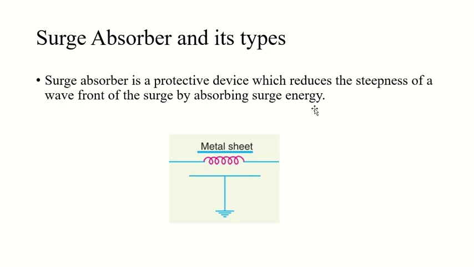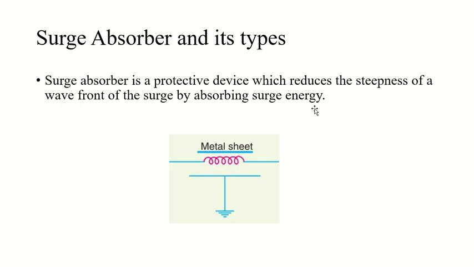So if you want to define a surge absorber, how will you define it? A surge absorber is basically a protective device which reduces the steepness of the wavefront of the surge by absorbing the surge energy. Although both the surge diverter, which is basically your lightning arrestor, and the surge absorber eliminate surges, the manner in which it is done is completely different in these two devices. The surge diverter diverts the surge to the earth, but the surge absorber does not do that. A surge absorber absorbs the surge energy.